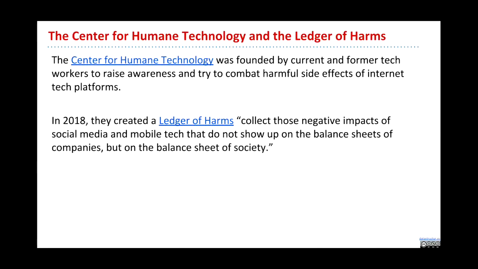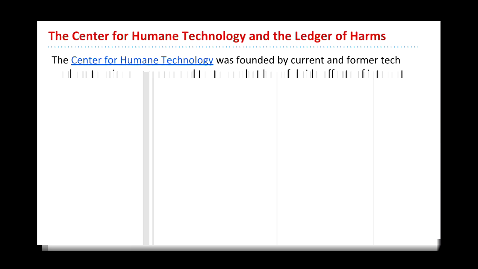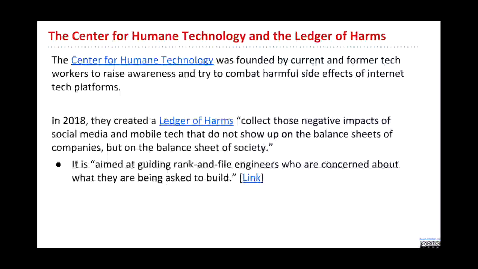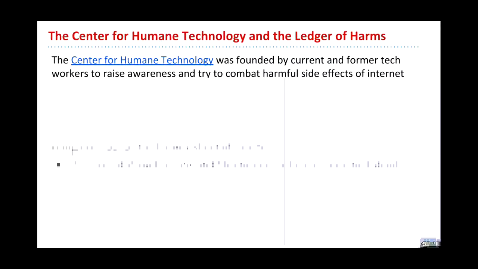So in 2018, they created a ledger of harms, which is a great term. It's almost like a dystopian, Margaret Atwood type thing. It has a nice ring to it. Anyway, their goal is to collect the negative impacts of social media and mobile tech. That's their focus. There are lots of other kinds of technology issues, but they're focusing on that. These are impacts that don't show up on the balance sheets of companies, but they do show up on the balance sheet of society. And their goal is to aim at rank and file engineers.